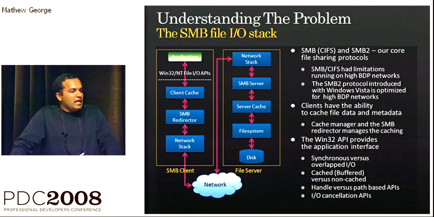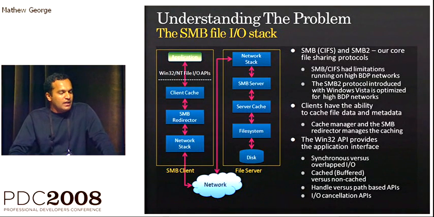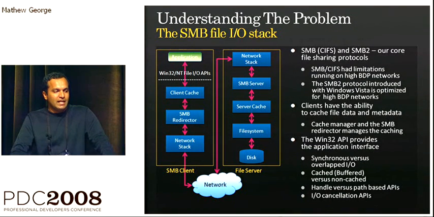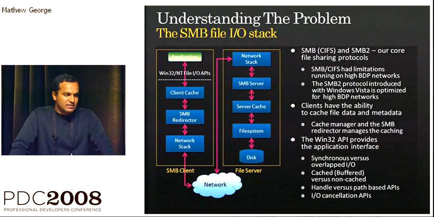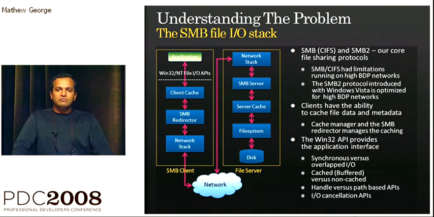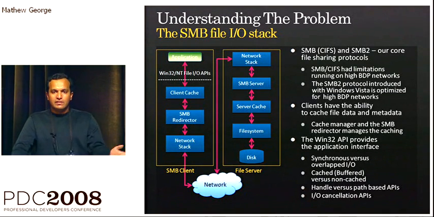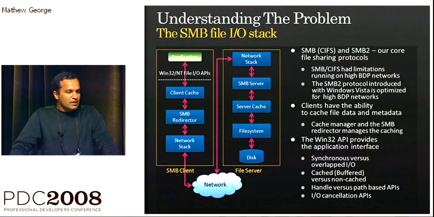The other important thing to note here is the cache. You see two caches here, the client cache and the server cache. For the purposes of this discussion, we are mostly focusing on the client cache, because any data that's satisfied from the client cache basically eliminates a network round trip. The SMB redirector is basically the file system sitting on your Windows box, which takes the Win32 API calls to read and write files, and then sends them out over the network.